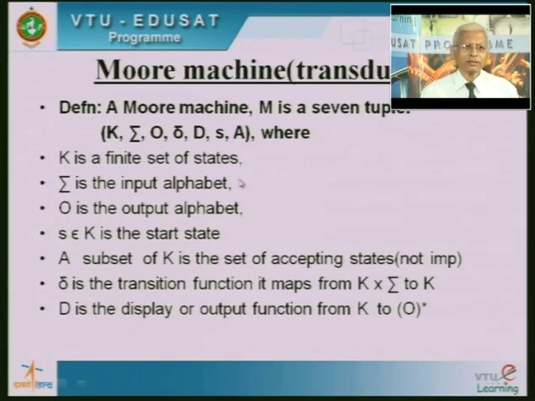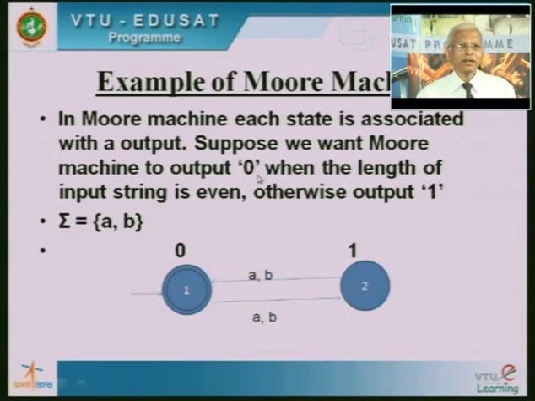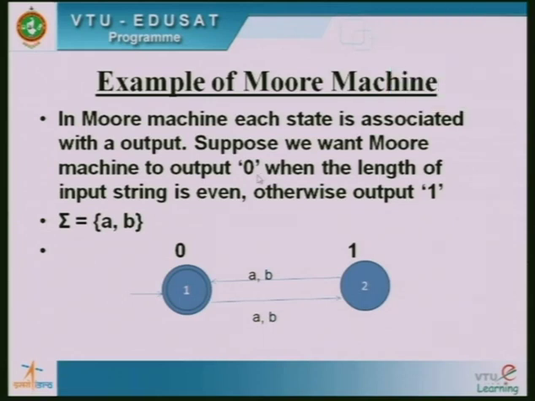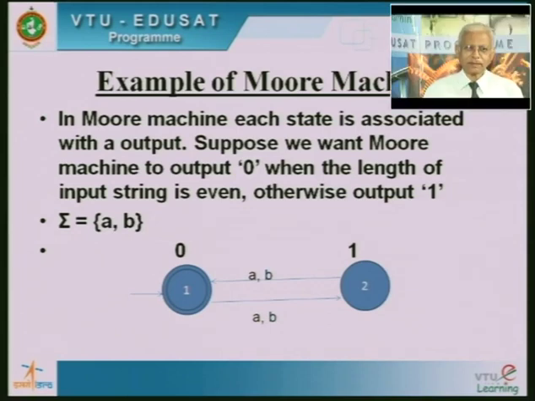I have taken a simple example, and there is an example in the book which you should follow. This is a very simple example of a Moore machine. In a Moore machine, each state is associated with an output. Previously we never had the concept of an output. It was only either the given input string is accepted or not accepted. Accepted means it should reach a final state; if it does not reach an accepting state, then it is rejected.